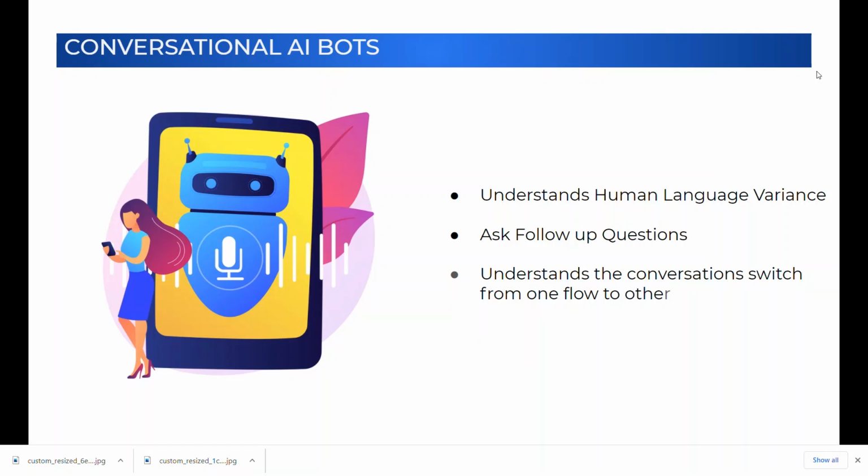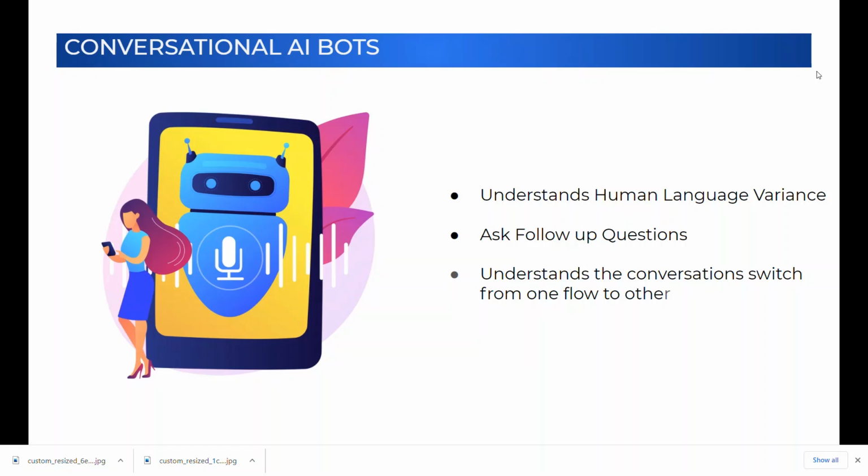So this is where conversational AI bots come into the picture. They can understand our human language variants. Not just that, they can also ask follow-up questions to you if designed in that way. So take the similar example here. You mentioned that you want to rent a car, but you haven't specified from where you want to rent it. Your conversational AI bot can ask you a follow-up question: could you please help me with the pickup location? That's great, right?